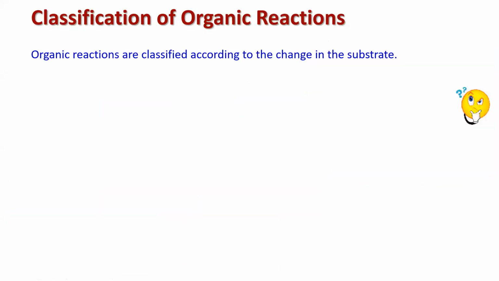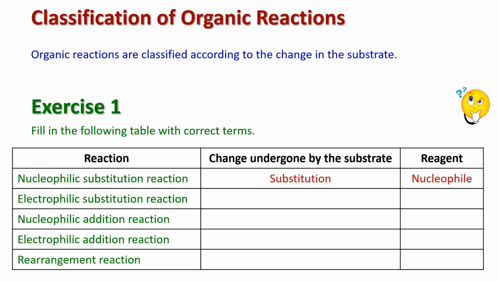So organic reactions are classified according to the change in the substrate. So you know what a substrate and a reactant is, right? So I have an exercise here. It is: fill in the following table with correct terms, right?